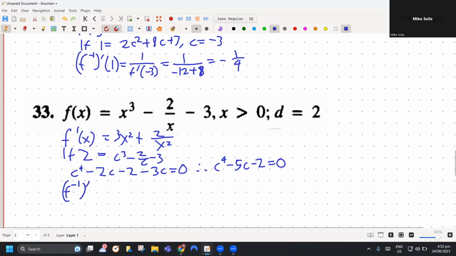Okay, so just graph that, x to the fourth minus 5x minus 2, so we can find the root.